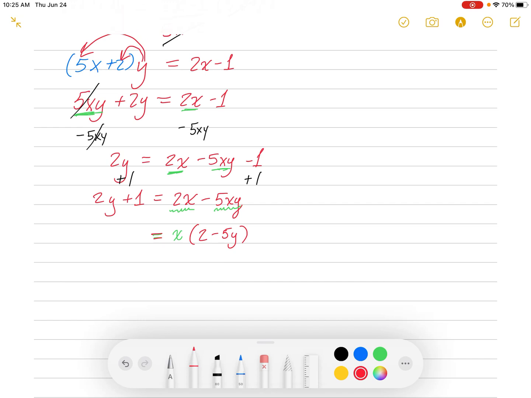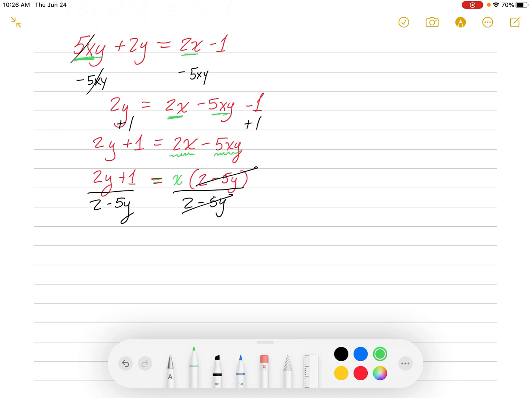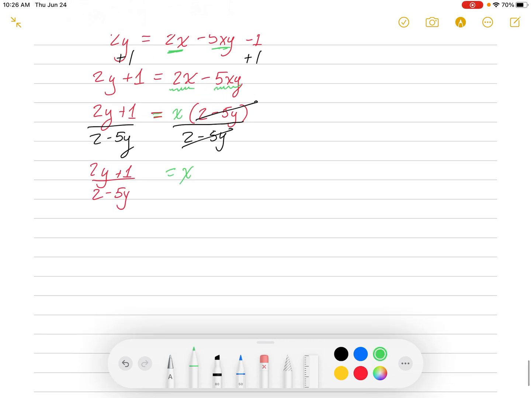What happens when you factor out an x? You put a parentheses and you can write 2 minus 5y. So x times 2 minus 5y is the same thing as 2x minus 5xy. And on the left, we have 2y plus 1. And if we want to get the x by itself, that's the goal, right, to solve for x, we divide both sides by 2 minus 5y. So finally, we can cancel out this 2 minus 5y. And we get that x here is, by itself, 2y plus 1 over 2 minus 5y.